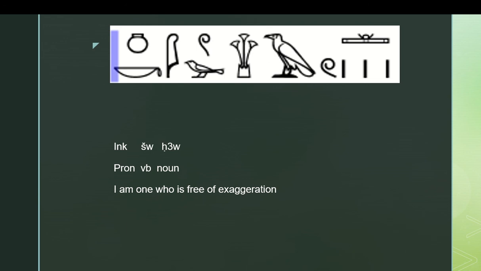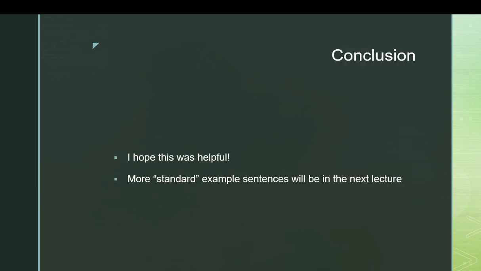All right. So that is all that we have. There are more standard example sentences down the pipe in the next lecture. But I do hope this is helpful in your understanding of this lesson. Please let me know if you have any questions. I know I didn't dive into all of the sentences in full, so please feel free to post any questions you still have in the comments.